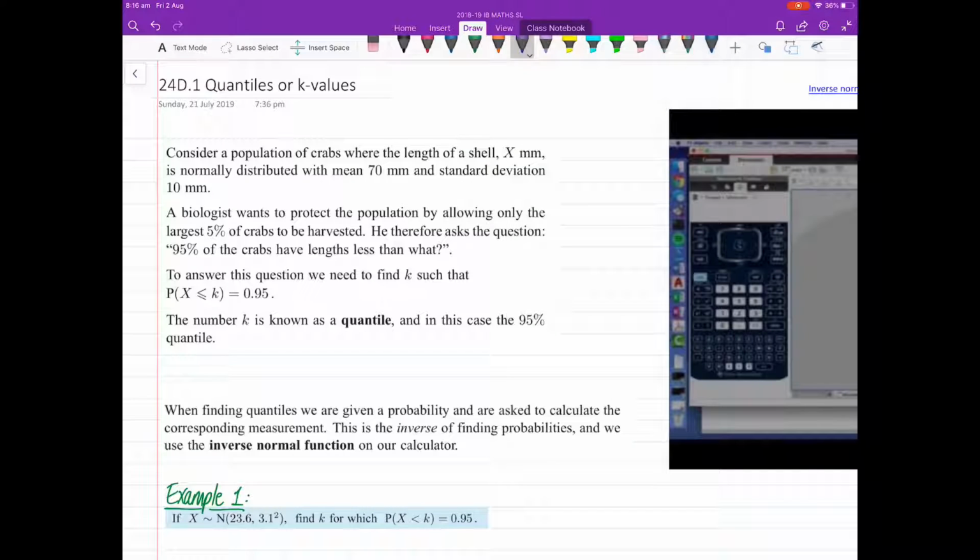Hi Year 12, this lesson is on 24D.1, which is about quantiles, or another name for it is K values. And the best way to understand this is probably starting with a scenario.